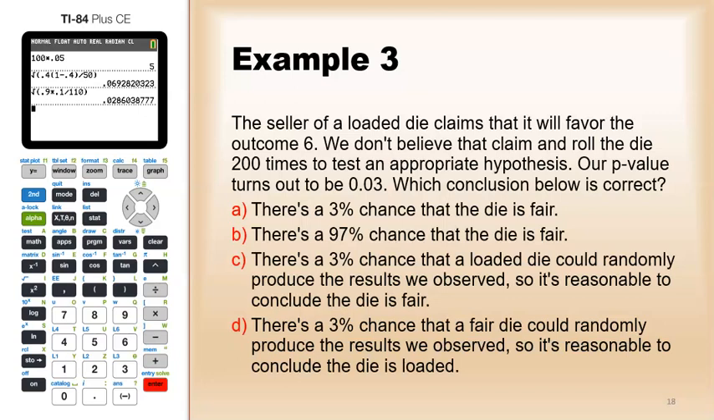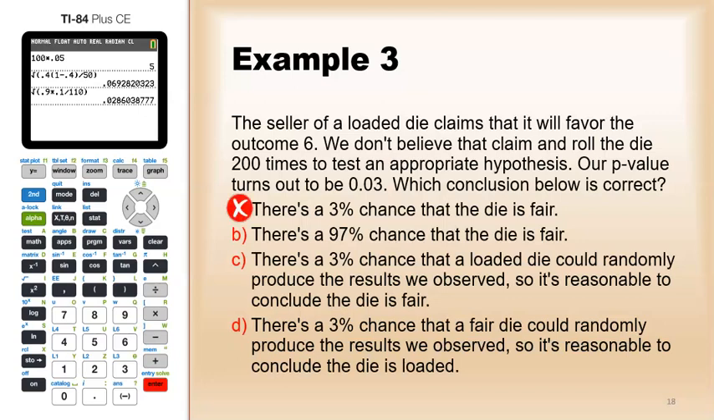A, there is a 3% chance the die is fair. B, there's a 97% chance the die is fair. C, there is a 3% chance that a loaded die could randomly produce the results we observe, so it's reasonable to conclude the die is fair. Or D, there is a 3% chance that a fair die could randomly produce the results we observed, so it's reasonable to conclude the die is loaded. All right, so which one would you choose?